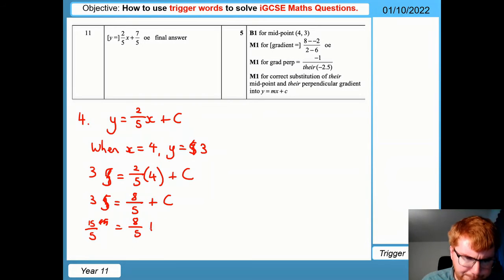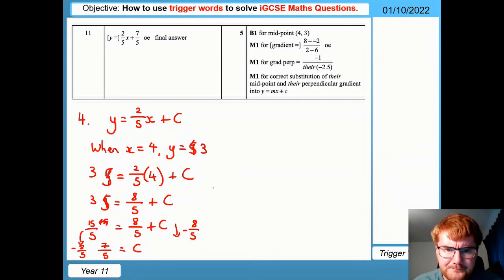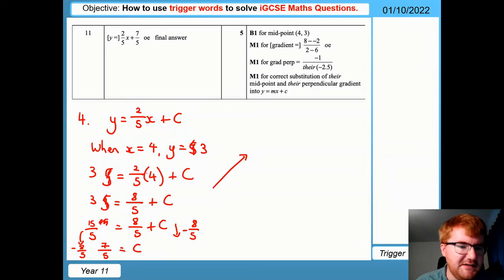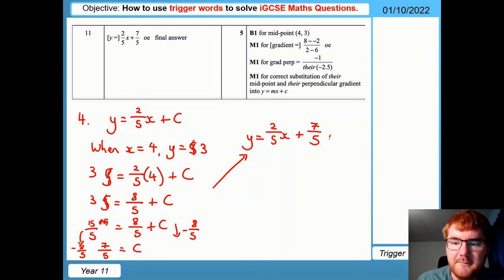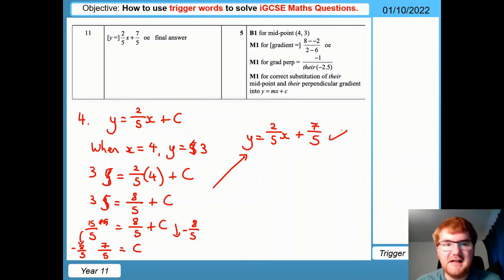Keeping it as fractions. And then we want to get the c on its own here. So the opposite of adding 8 over 5 is minusing 8 over 5. And do let me know in the comments if you actually spotted that mistake before I did. So that gives us then 7 over 5 is equal to c. And so our final answer here, now we know c is equal to 7 over 5, is y is equal to 2/5 x plus 7 over 5, which as you can see is the answer at the top. So you can see where the method marks are on this particular slide.